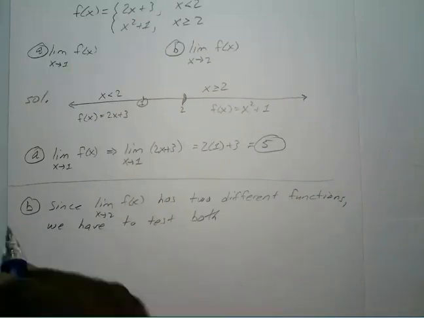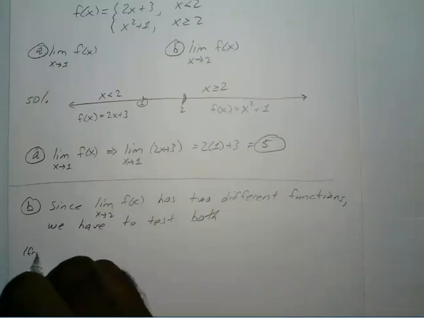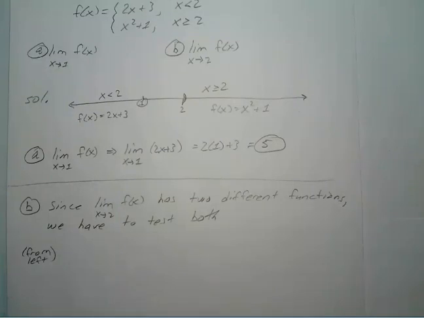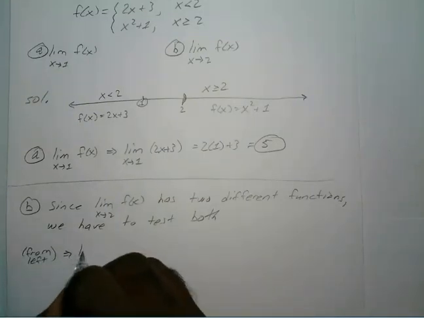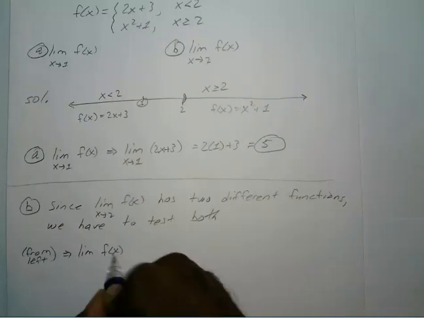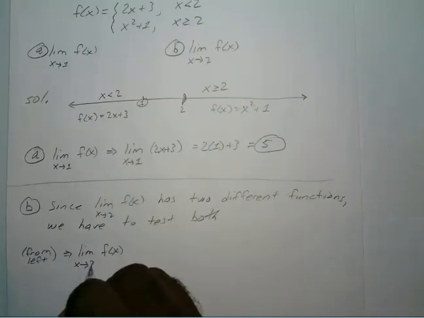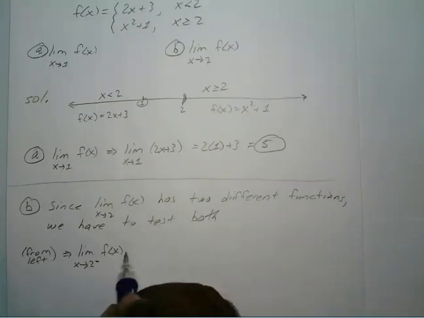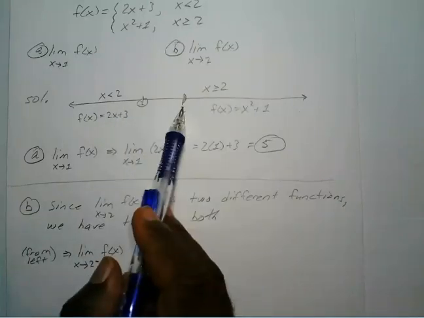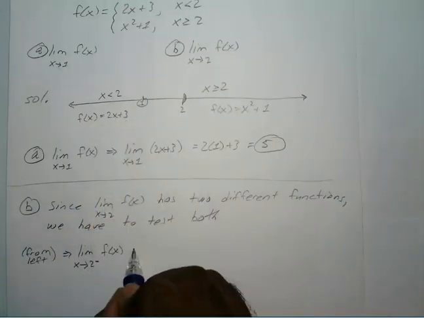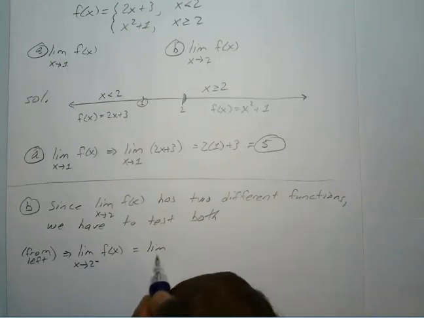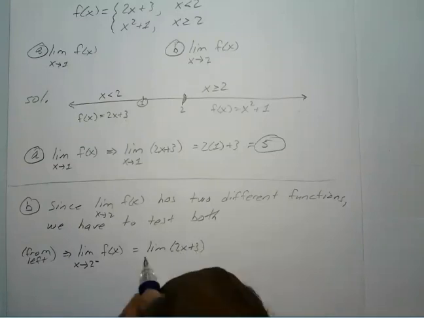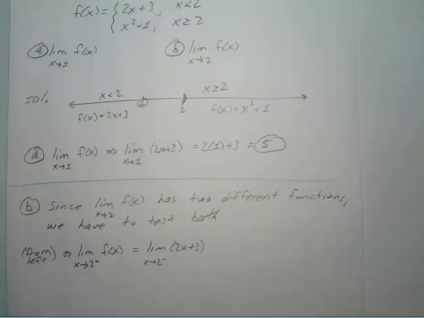So from the left, as we approach 2, the limit of f of x as x approaches 2 from the left. We're going to start using that terminology. You want to get used to it. When you're approaching 2 from the left, your f of x is 2x plus 3. So that's equal to the limit of 2x plus 3 as x approaches 2 from the left.